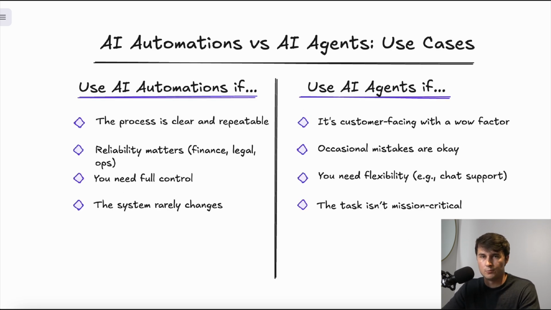So what about the use cases? When should we use AI automations versus AI agents? You typically want to use an AI automation when the process is clear and repeatable. Processes where reliability truly matters, like finance, legal, and ops, AI automations are better to use. If the system rarely changes, or as a business or a developer, you need full control, AI automations are the way to go. Now for AI agents, if you need flexibility like customer support, if you want a wow factor for something that's customer facing, and for tasks that aren't mission critical where a few mistakes are okay, then AI agents would make more sense to use.